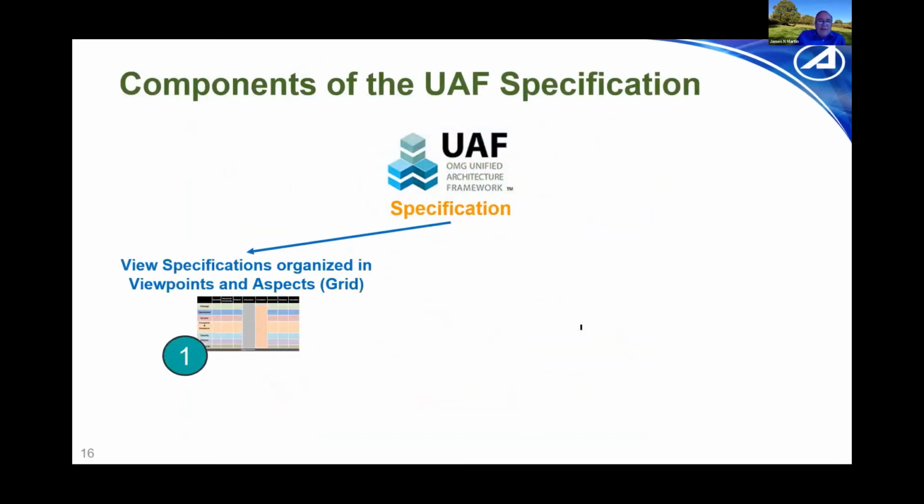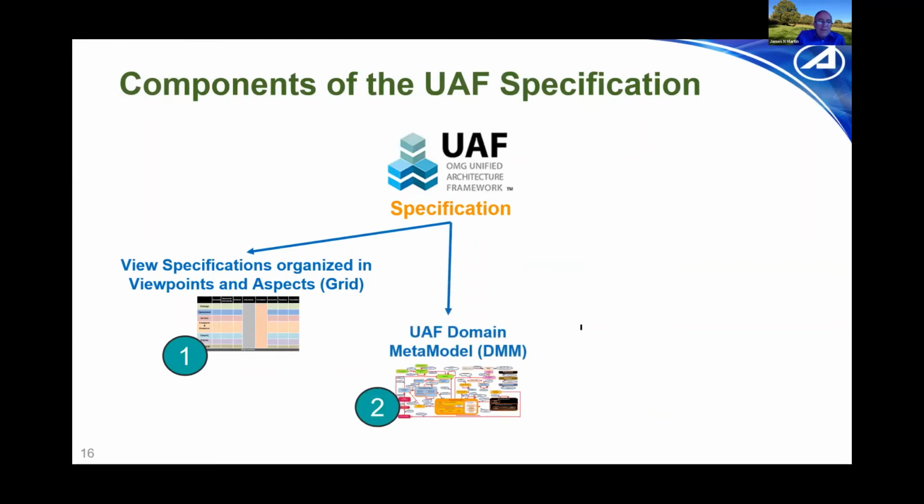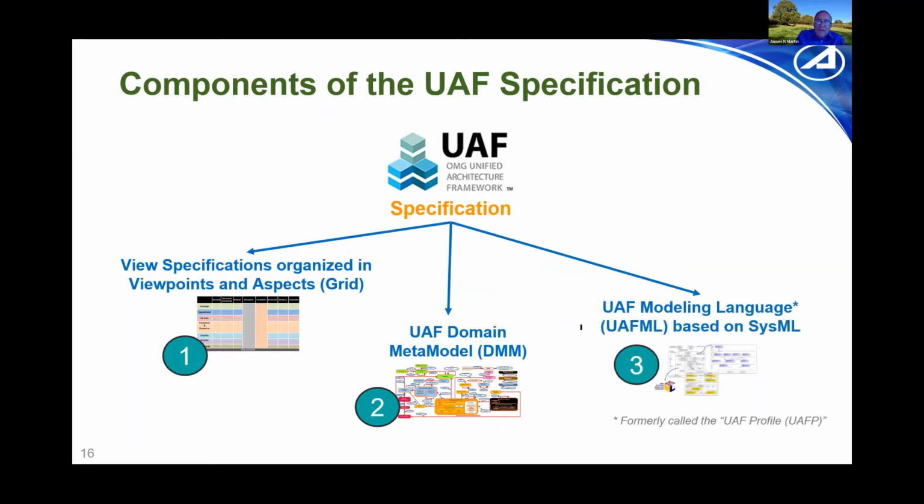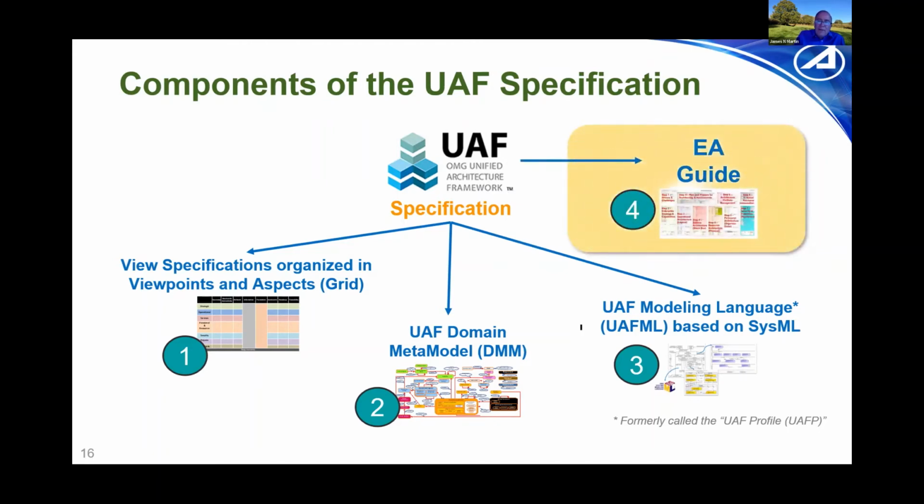So the UAF specification, published by the Object Management Group, has several parts. The view specification is organized by the grid, which I just showed you. The domain metamodel, that's what captures the profile of the extensions of SysML and UML concepts in the 234 stereotypes for modeling the enterprise. And then we have the 72 views in the modeling language, which is based upon SysML. And then the 4th component, which is what I'm going to focus on for the rest of the time we have together, the Enterprise Architecture Guide.